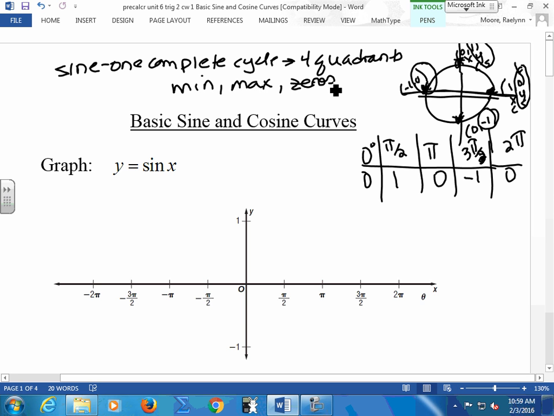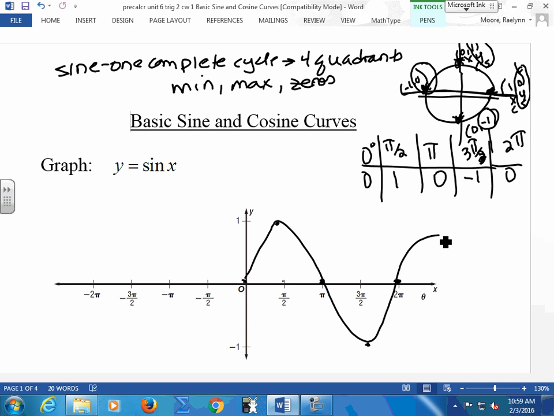Okay, so now, all we have to do is follow that chart and graph. So at the 0, I am 0. At the pi over 2, I am 1. At the pi, I am 0. At the 3 pi over 2, I am negative 1. At the 2 pi, I am 0. And we make this a curve. Try not to, like I did, to make it a point. It's very hard to make a curve on this thing as I'm trying to talk and turn.